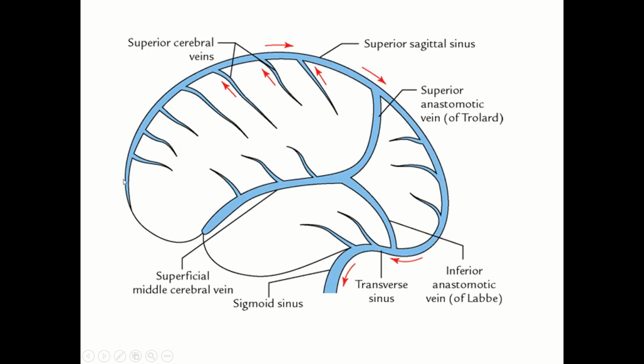You can see here, this is the superior sagittal sinus. You can see these are the superior cerebral veins. You can see this is the superficial middle cerebral vein, where here it is draining into the cavernous sinus, but here it has connections. Superiorly, it is anastomosing with the superior sagittal sinus through the superior anastomotic vein of Trolard, and inferiorly, it is connected to the transverse sinus through the inferior anastomotic vein of Labbé.